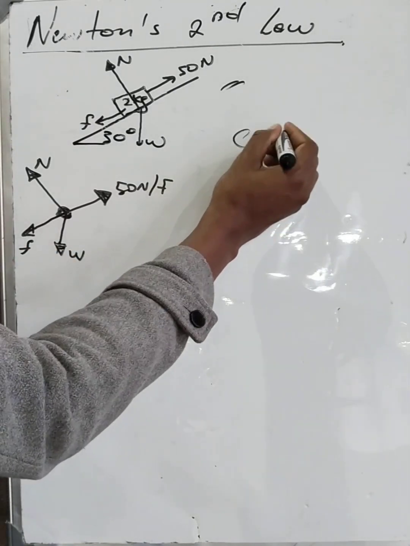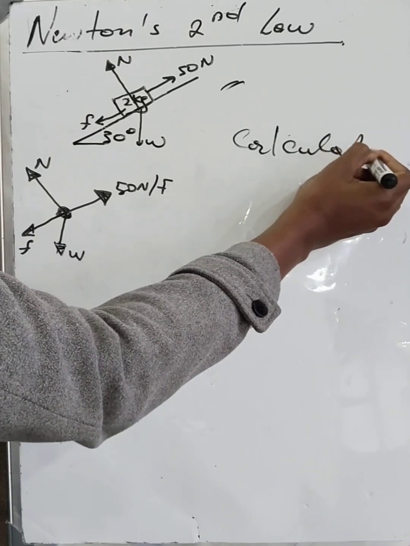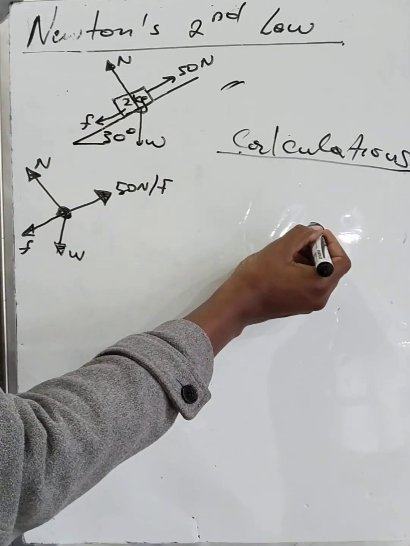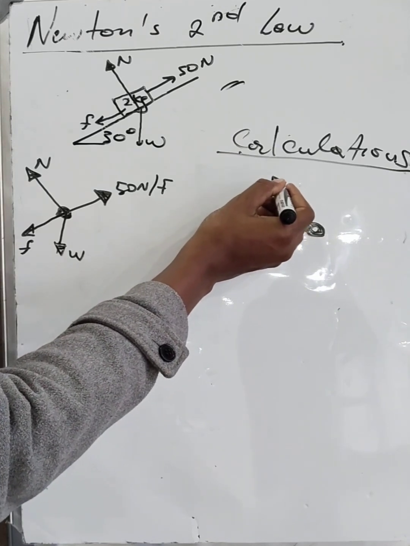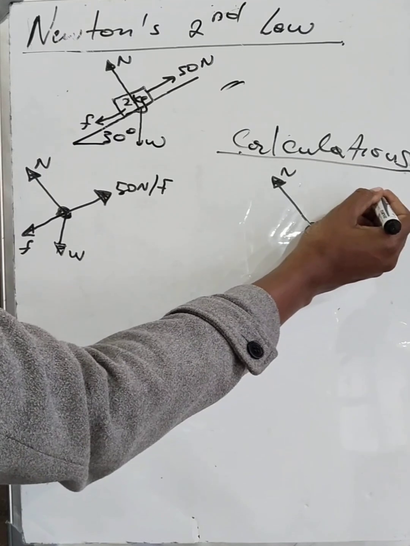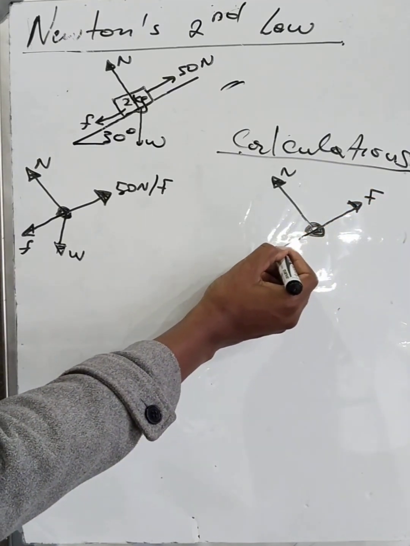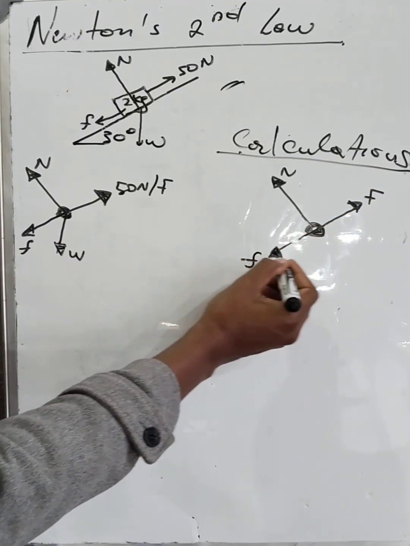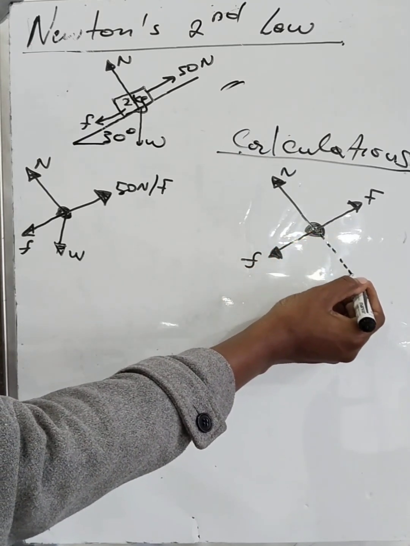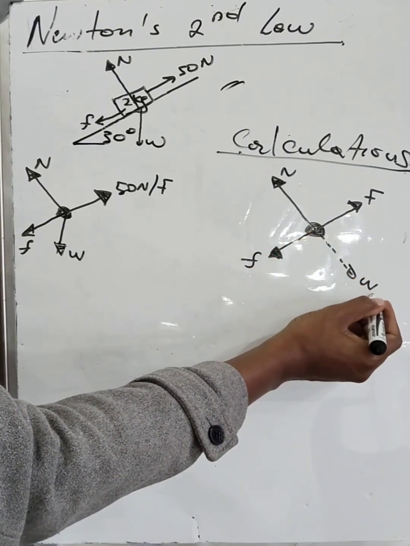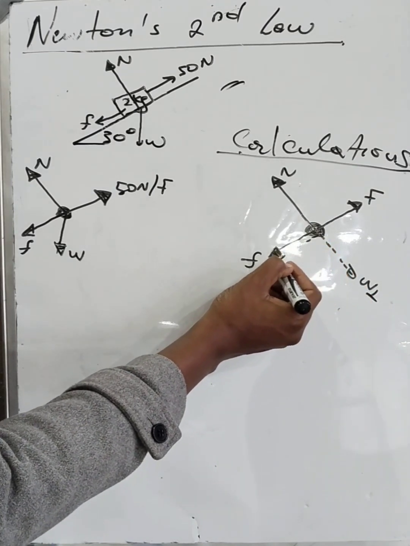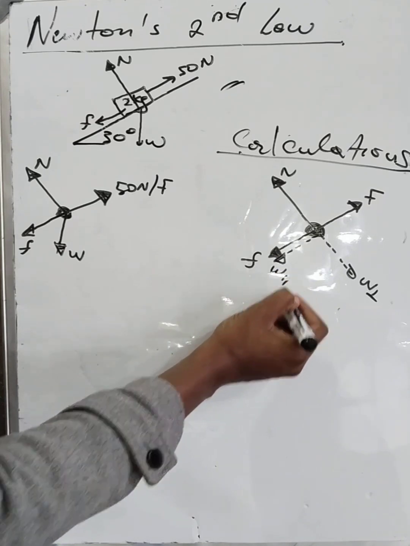For calculations, we incline. We have a free body diagram for calculations. So we have a normal force. We have a force applied. We have a friction. We have the components of weight: a weight that is perpendicular to the surface. Then we have a weight that is parallel to the surface. Okay?